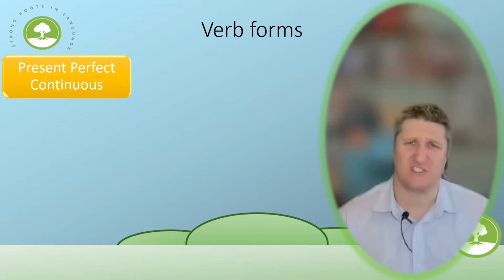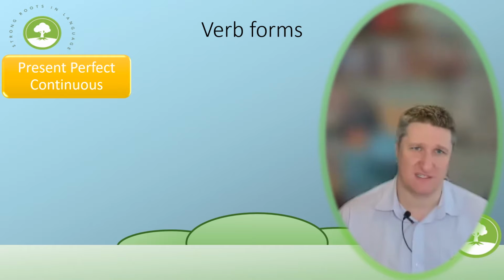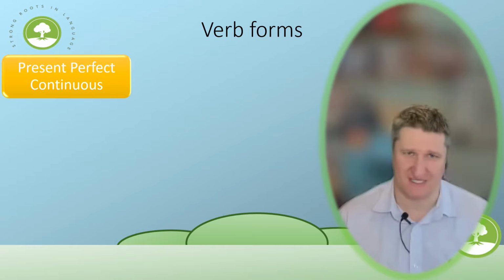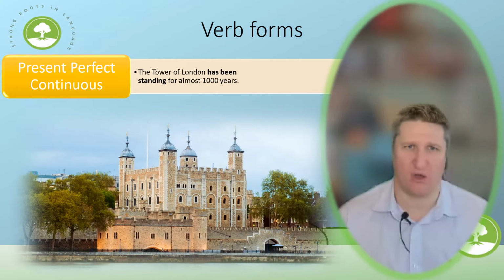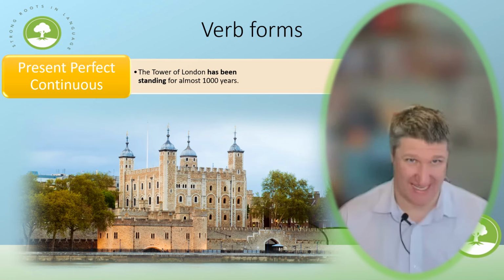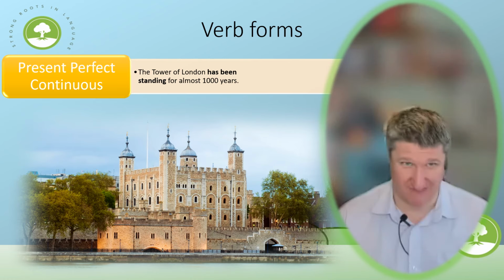The present perfect continuous is used to talk about events that happened over a period in the past, which have an effect on the present, such as, how long has the Tower of London been standing? The Tower of London has been standing for almost 1,000 years. It hasn't been used as a prison for about 70 years.